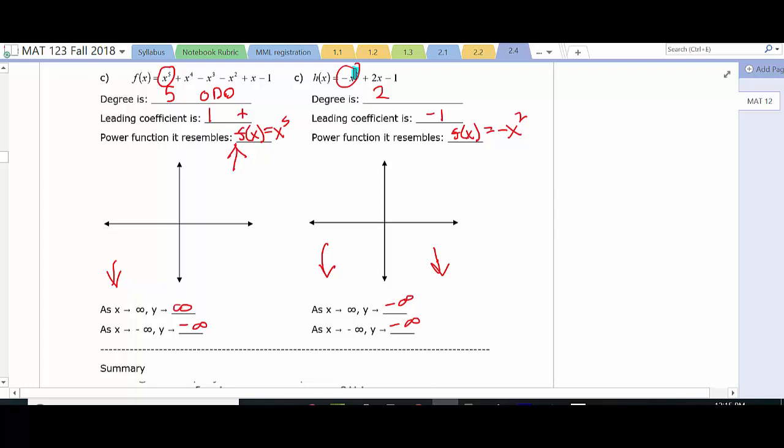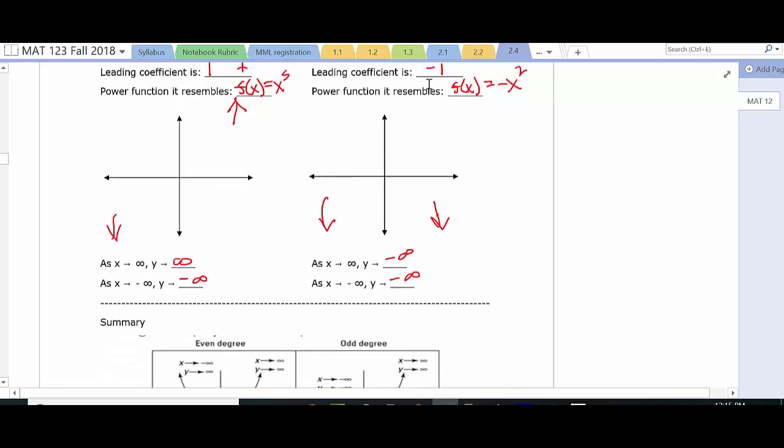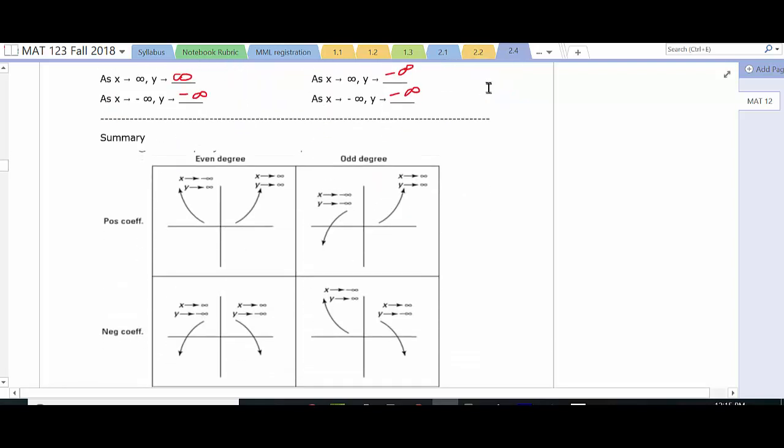Whatever the highest exponent on x is gives you the degree, and it's either odd or even. Your exponents are always whole numbers. This is a summary of these two. This is what the even degree looks like, like this or this. That's what the odd degree looks like.